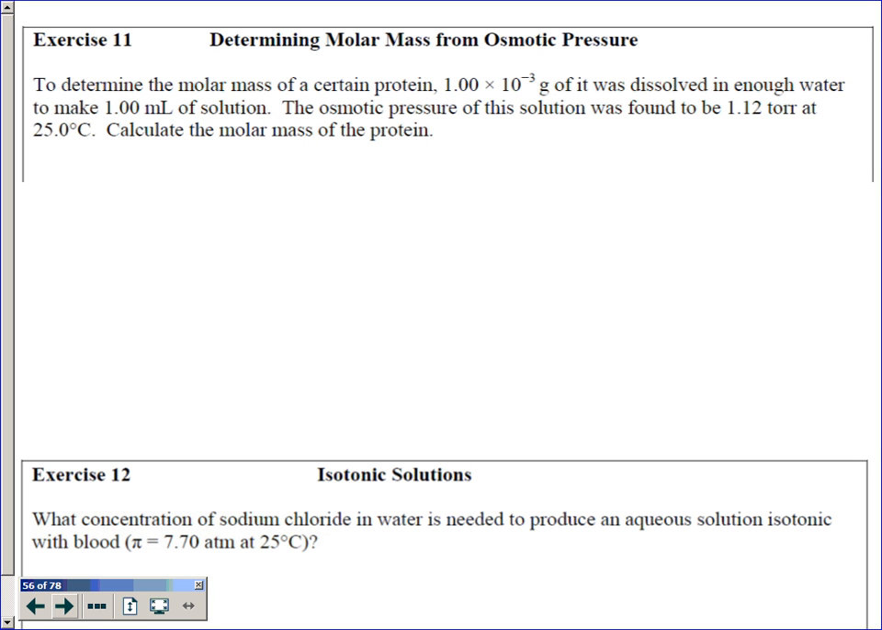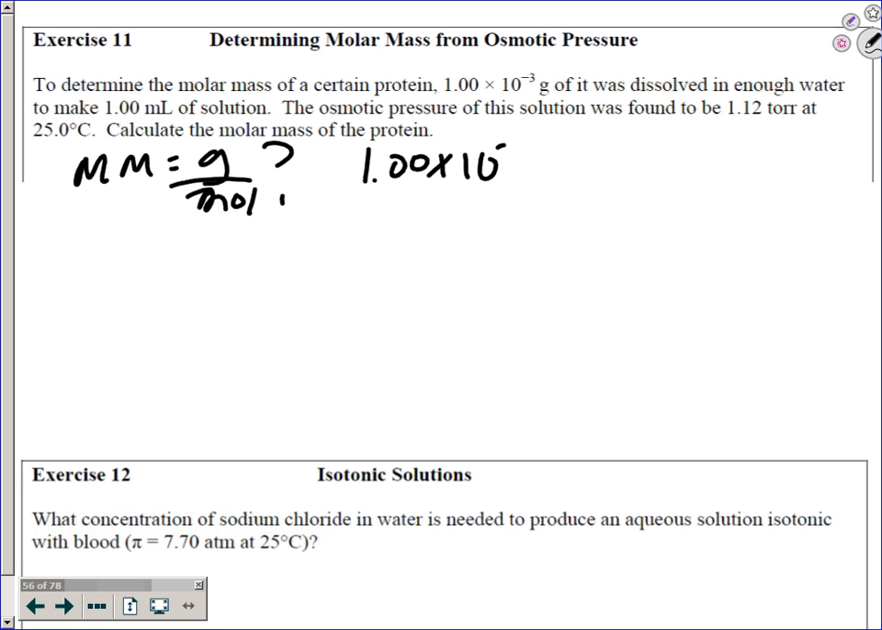So in terms of finding molar mass, what am I looking for? Say again? Grams per mole. And so this is kind of the question. Of a certain protein, you have 1.00 times 10 to the negative 3 grams, so write in your givens as we go. So you have 1.00 times 10 to the negative 3 grams.